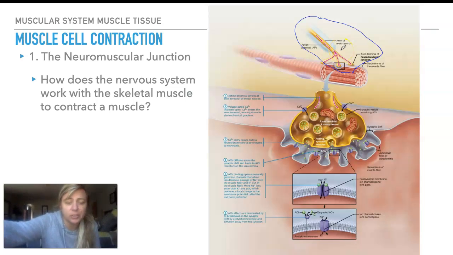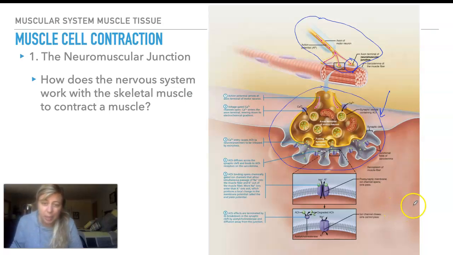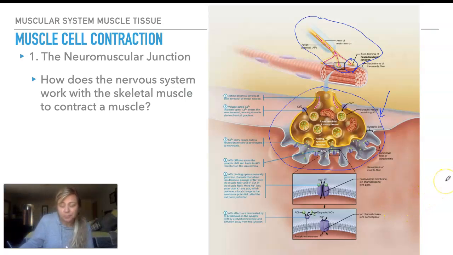And so the first part of the process we're going to look at is what happens at what's called the neuromuscular junction. Right here, where a nerve makes contact with our muscle cell, that is the neuromuscular junction. And down here in this graphic, we have taken that neuromuscular junction and blown it up so you can see a little more detail in what's happening. So as you're watching the video, pay attention to what events happen in the nervous system and what events happen at this junction where the nerve meets the muscle.